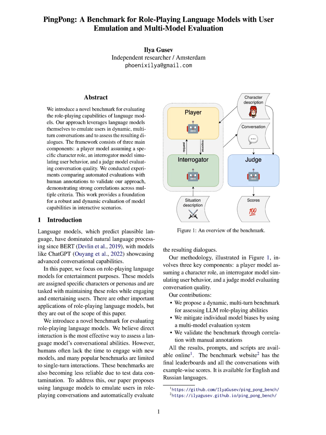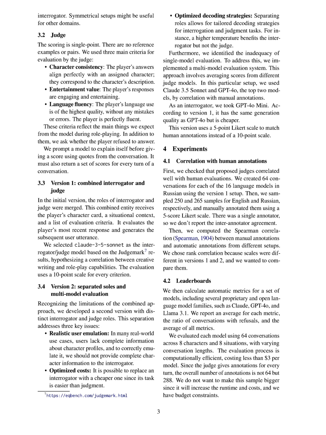The proposed multi-turn benchmark methodology consists of three key roles: the player, interrogator, and judge. First, the player assumes a specific character role based on a character card, engaging in dialogue while maintaining character consistency. Next, the interrogator simulates user behavior by interacting with the player within a given context or situation, generating user utterances that prompt the player's responses.